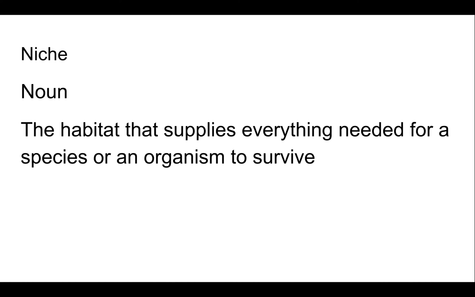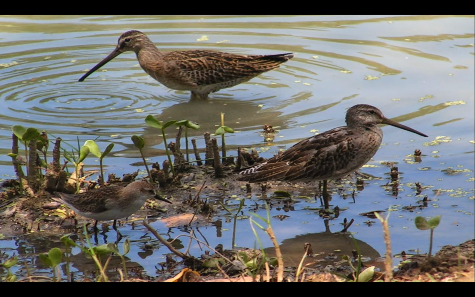Niche is a noun, and it is a habitat that supplies everything needed for a specific species or an organism to survive. So in that particular niche, the organism, whatever that organism may be, gets everything that it needs. It's like a perfect fit for the needs of the organism. And so when you look at a picture of these birds in the water, obviously these birds are getting their food source from the water, whether it's insects or plants or whatever they eat, and then the water itself. So you have everything that they need in this niche, in this specific environment.